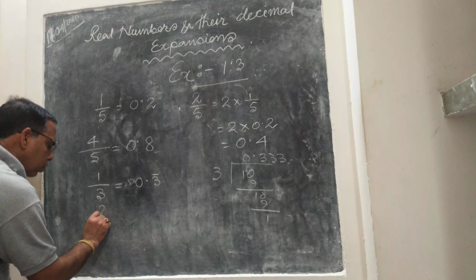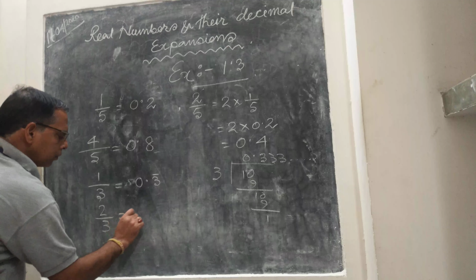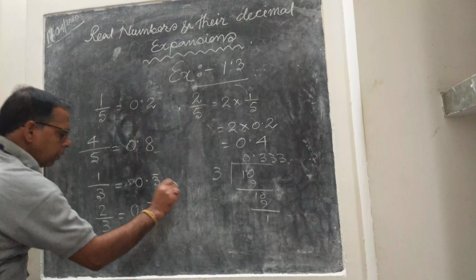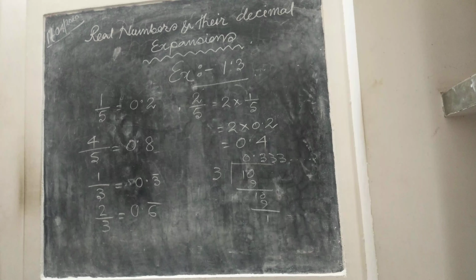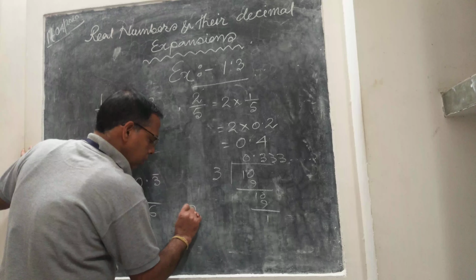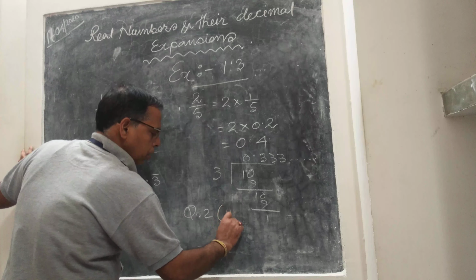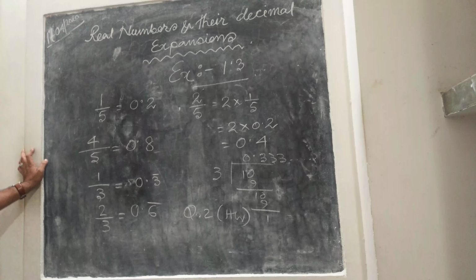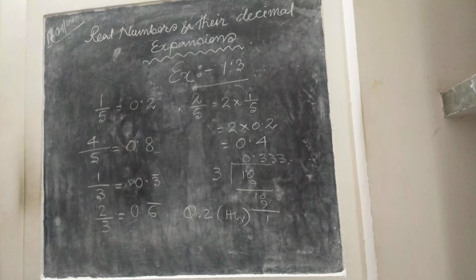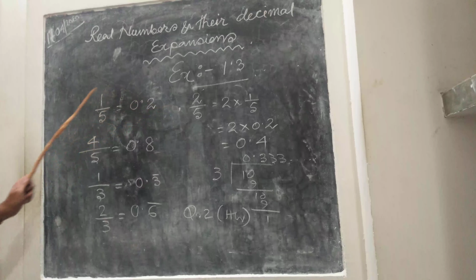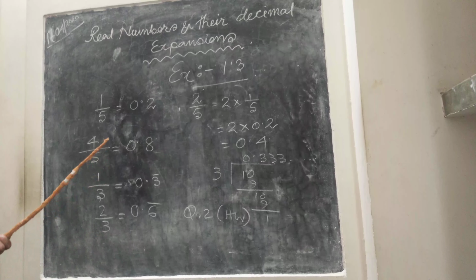Now he will ask you 2 by 3. What will that be? 0.6 bar. Okay. So question number 2 will be homework. Same procedure: 1 by 7, 2 by 7, 3 by 7, 5 by 7, like this. Like 1 by 5, 2 by 5, 4 by 5, 1 by 3, 2 by 3. So same procedure. Just you go on multiplying, nothing else, and then you will get it.